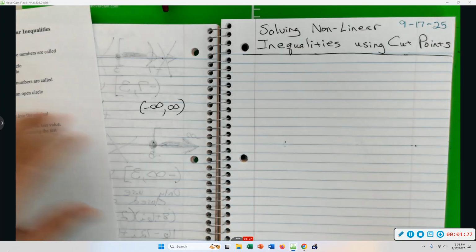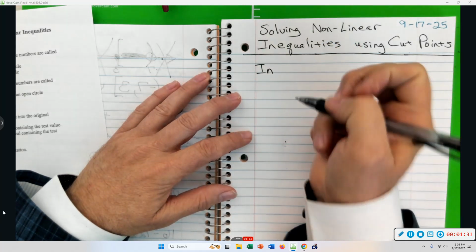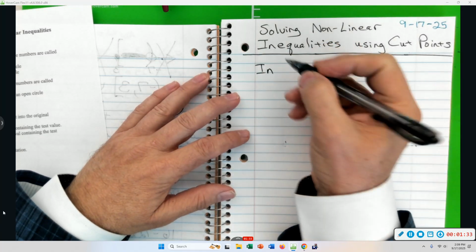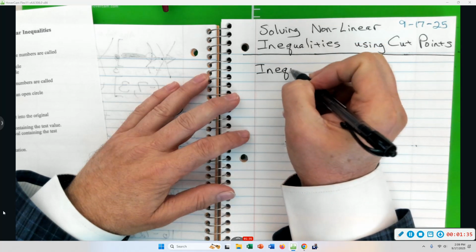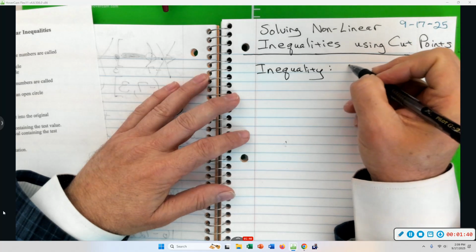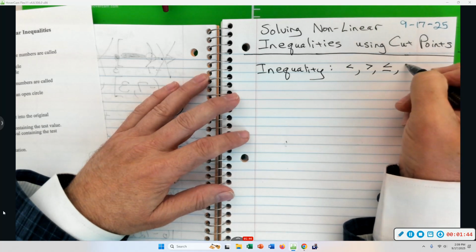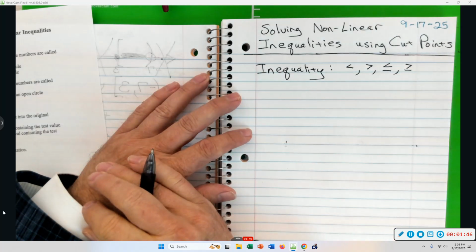Okay, first of all, what do I mean by an inequality? We know an equation is any expression that has an equal sign. An inequality is any expression that contains a less than, a greater than, a less than or equal to, or a greater than or equal to symbol.